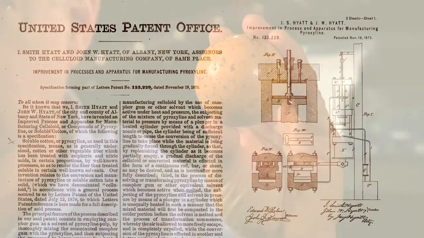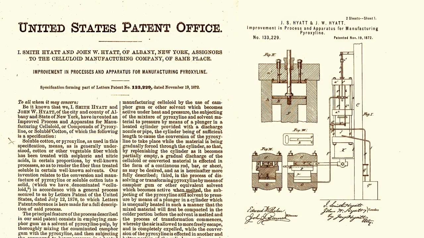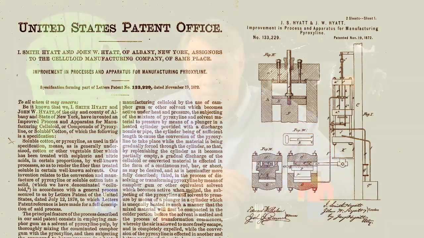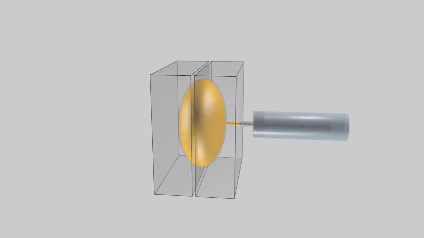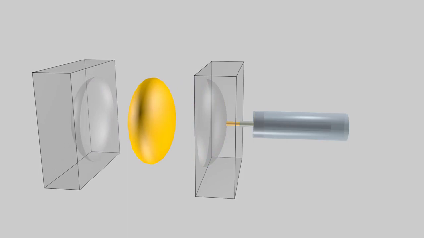He patented an apparatus for molding products from celluloid. This apparatus was the birth of plastic injection molding. In principle, injection molding is simple. Melt plastic, inject it into a mold, let it cool, and then out pops a plastic product. In reality, injection molding is an intricate and complex process.